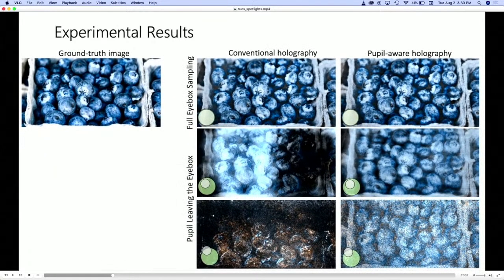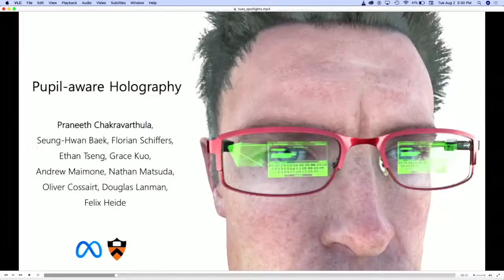This is achieved by distributing the light energy throughout the eye box without losing the image fidelity. Eye box energy distribution in holographic displays is an under-investigated problem, and we take the first step to solve it with pupil-aware holography.